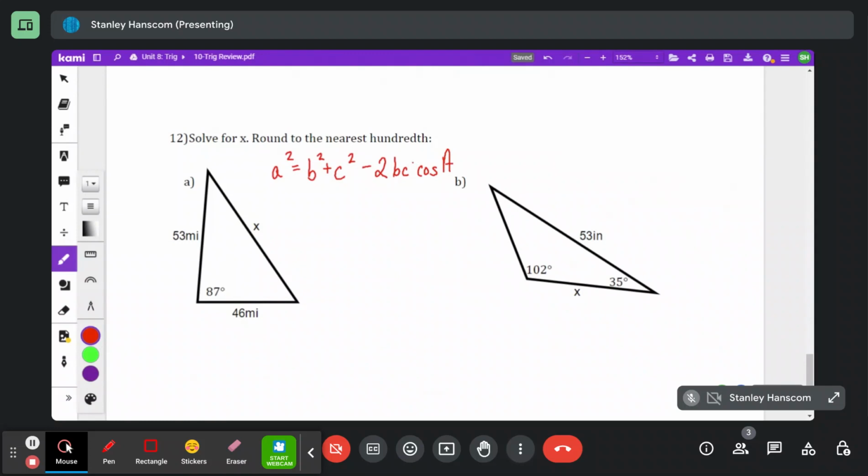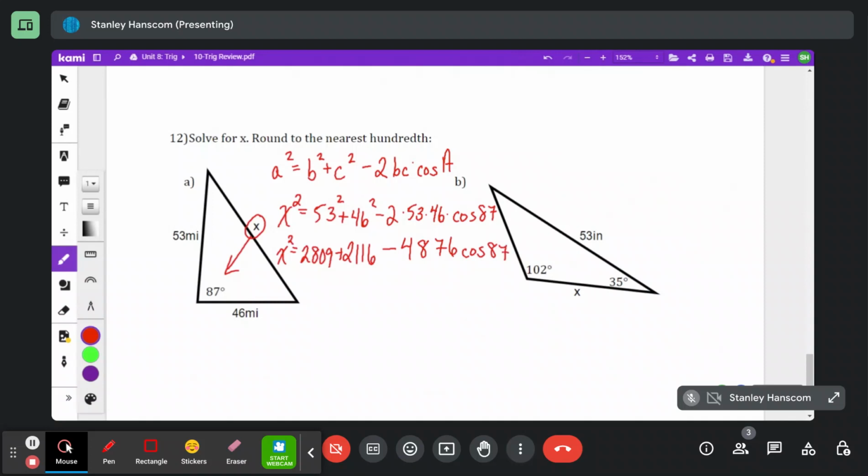The side that I'm trying to figure out is our x, so I will let that be x squared. We do know the other 2 sides are 53 and 46, so I can plug those in. And I can subtract 2 times 53 times 46 times the cosine of the angle across from what we're trying to solve, the 87. So I get that x squared is equal to 2,809 plus 2,116 minus 4,876 times the cosine of 87.